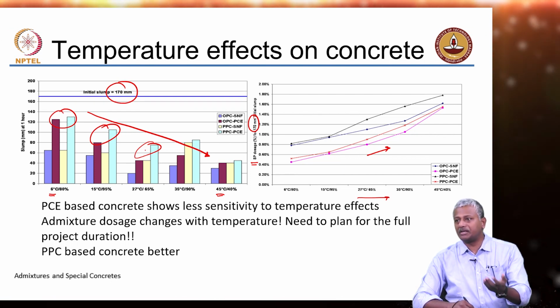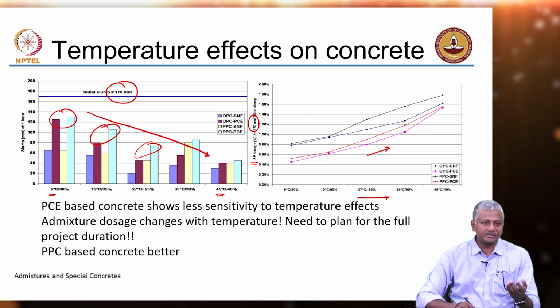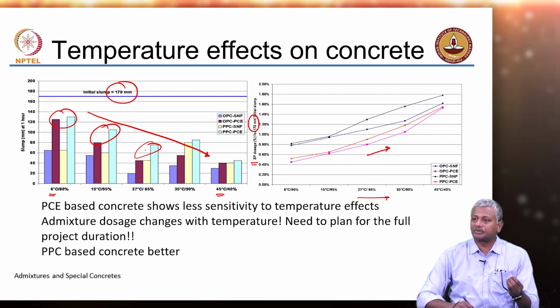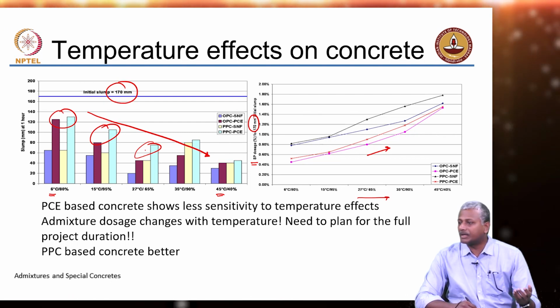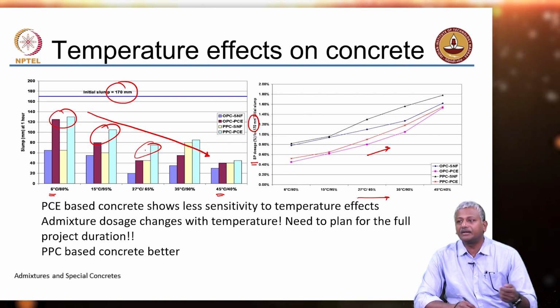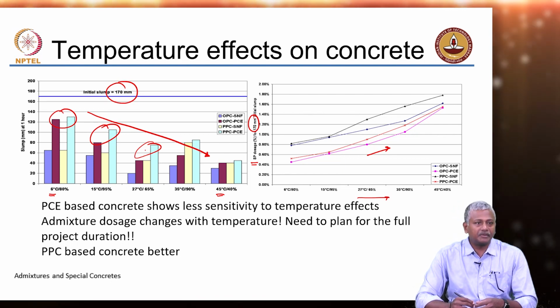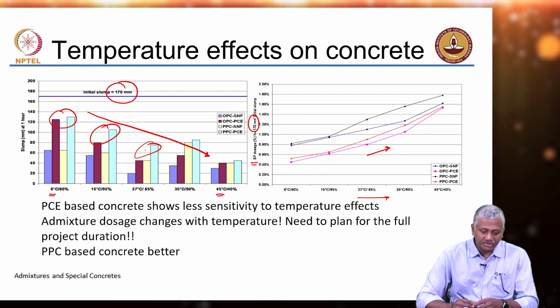Now, this could be because of the nature of fly ash particles definitely, but this could also be due to the fact that fly ash is slowing down the setting of your cement, slowing down the hydration of your cement, right. Because of that you get a better performance with PPC as far as the slump retention is concerned.